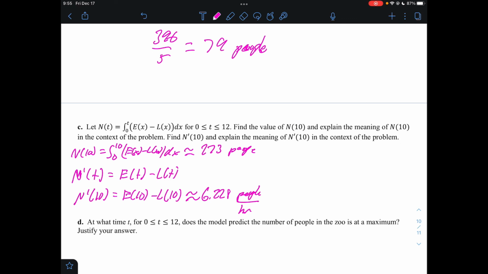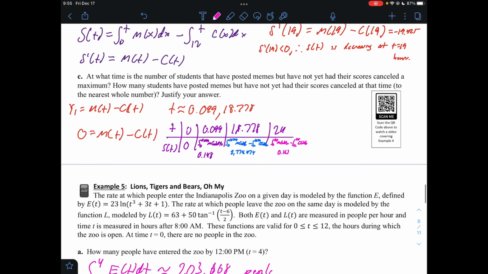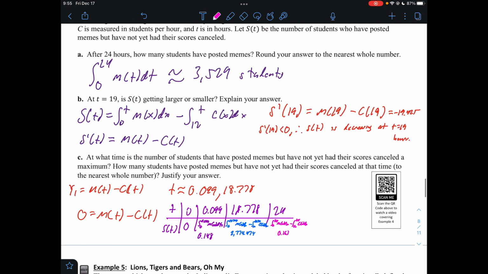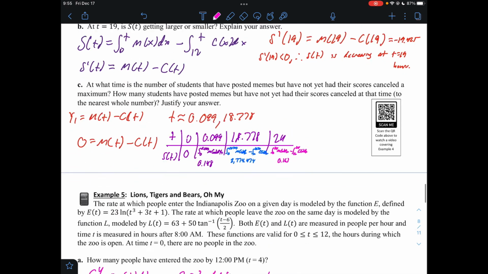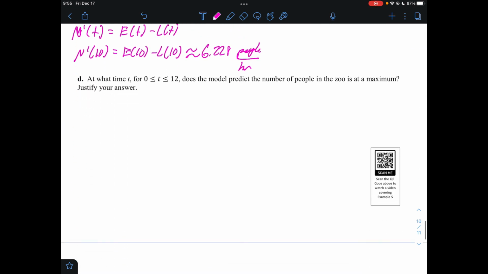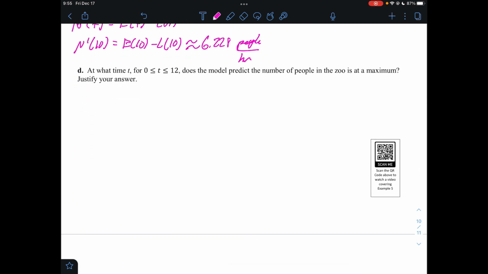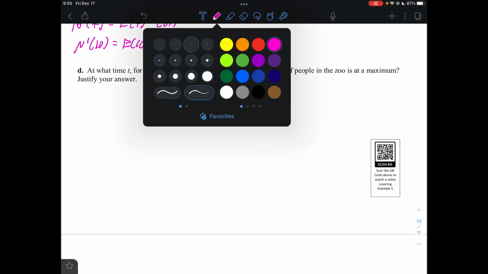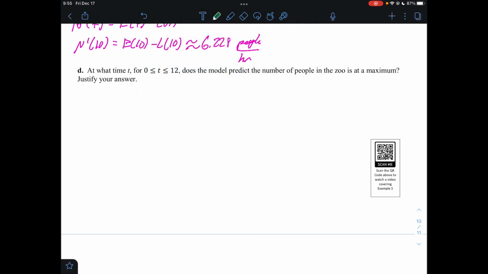Finally, question D says, at what time t for 0 to 12 does the model predict the number of people in the zoo is at a maximum? So this is, again, talking about the same problem that we did here on C. All right, we're trying to find a maximum. So we know we have to test 0 and 12, but we've got to see if there's any critical numbers as well. So let's set up our equation here.